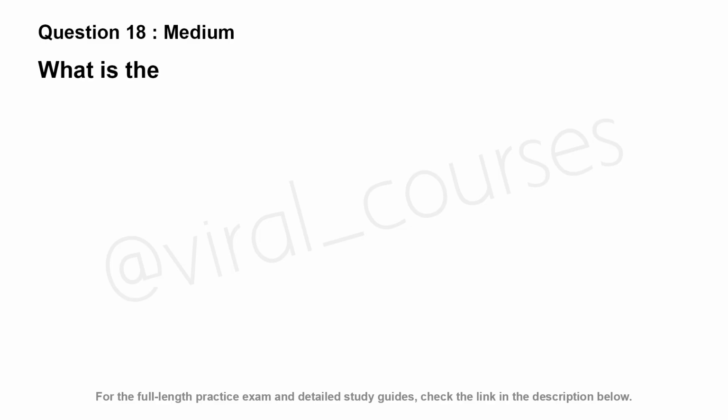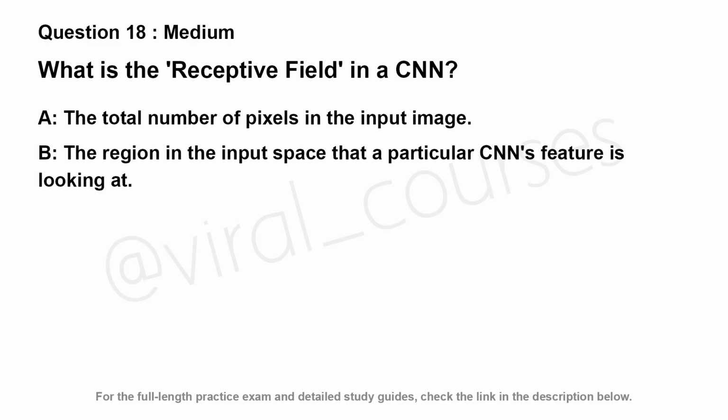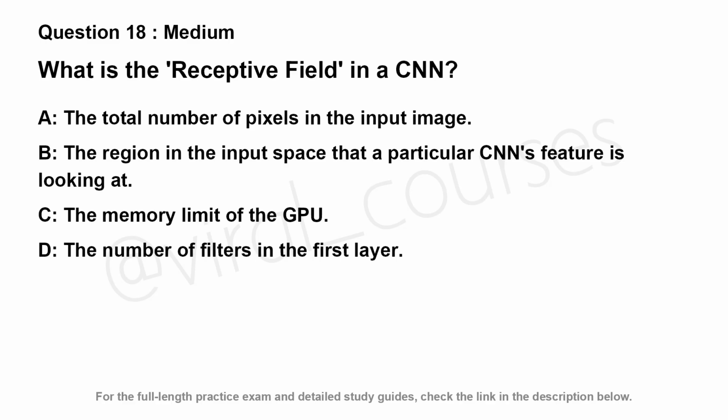What is the receptive field in a CNN? Option A. The total number of pixels in the input image. Option B. The region in the input space that a particular CNN's feature is looking at. Option C. The memory limit of the GPU. Option D. The number of filters in the first layer.